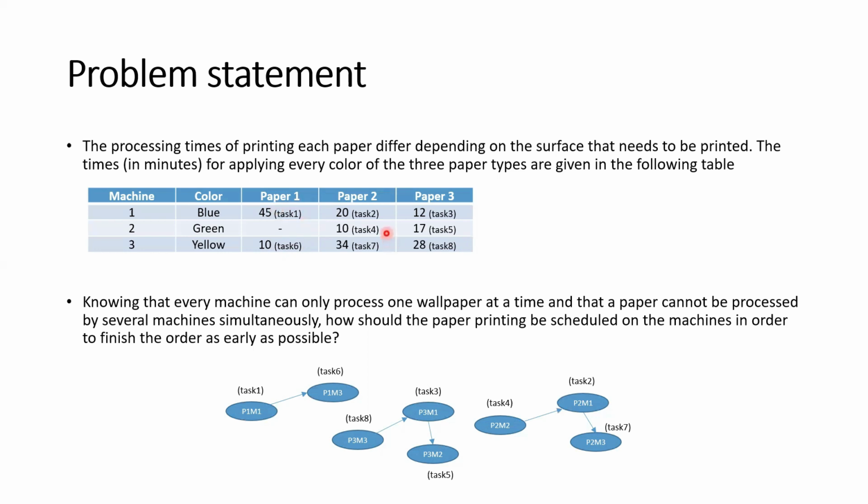Similarly, paper 2 has to be processed in the green machine first, then in the blue machine, followed by the yellow machine. Task 3 has to be operated on the yellow machine first, then it should be processed on the blue machine, followed by the green machine.